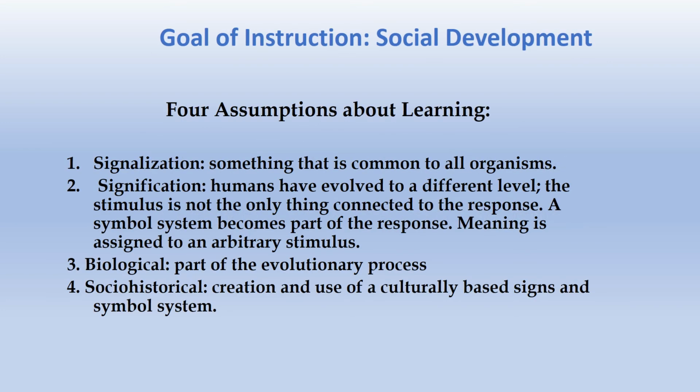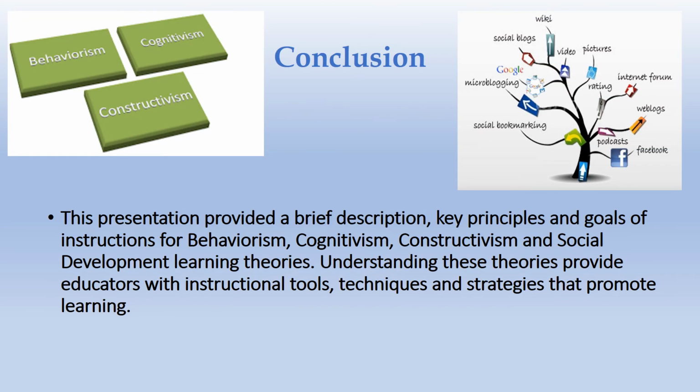The goals of instruction in social development include signalization, something that is common to all organisms. So, for instance, if you want a person to get hungry, you cook something that touches that nerve, and they smell it, and it makes them hungry. Signification: humans have evolved to a different level. Biological and social historic creation and use of culturally based signals and symbol systems.